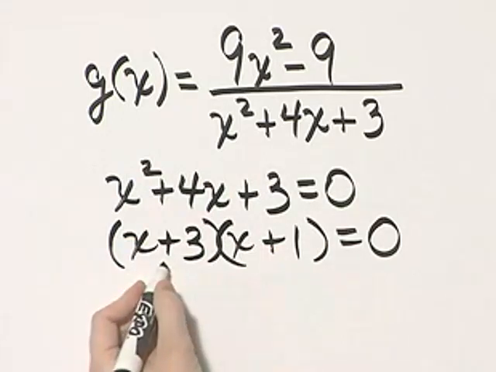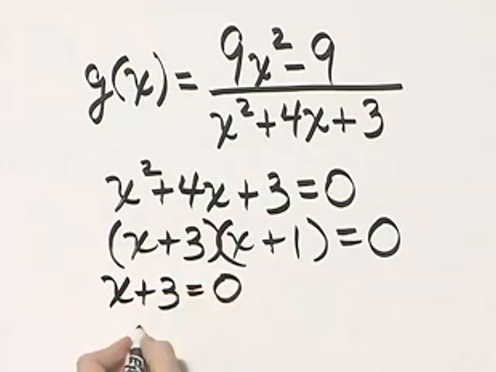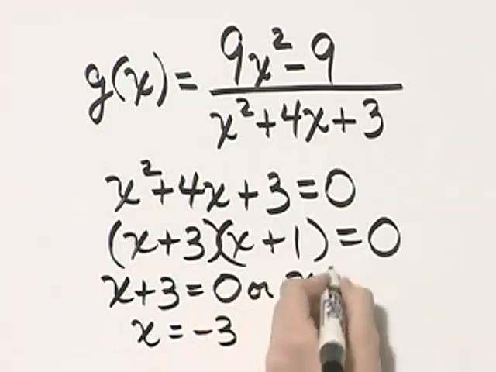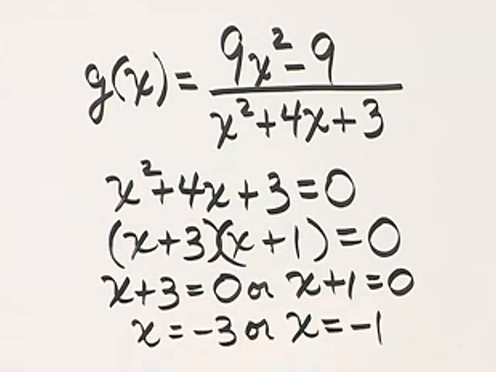Well, if I set this factor equal to 0, notice x is equal to negative 3. If I set this factor equal to 0, I'll subtract 1 from both sides, and I'll have x is equal to negative 1. So notice what we know so far.